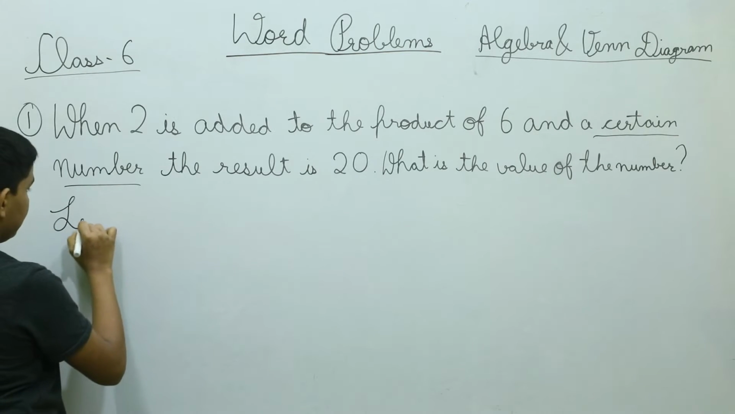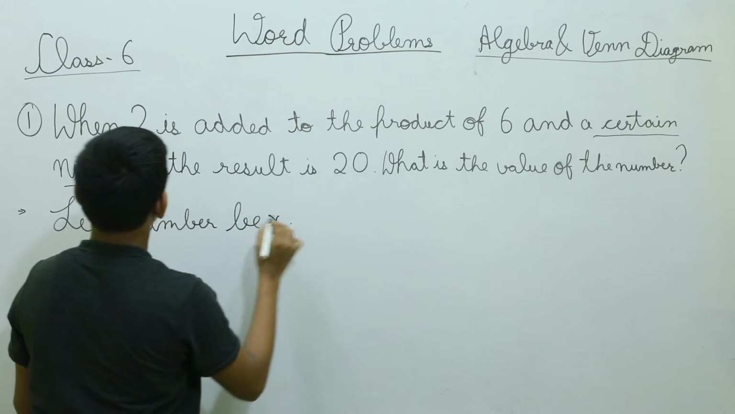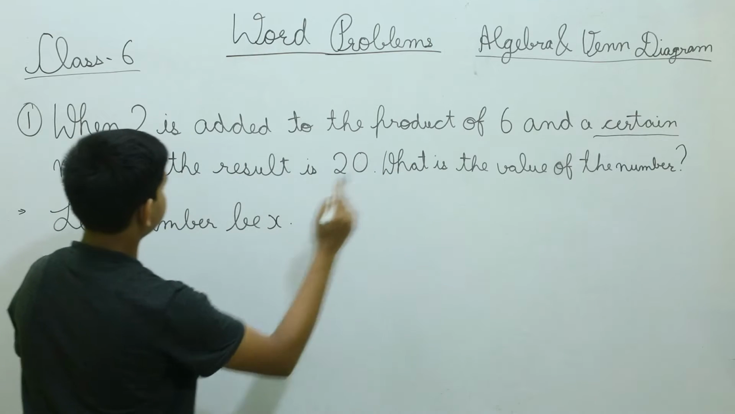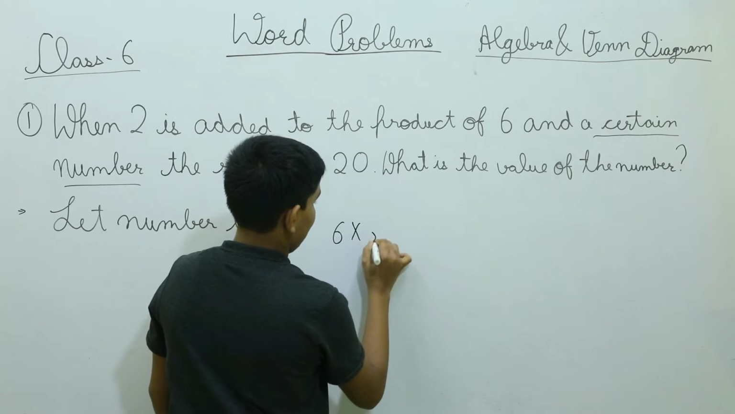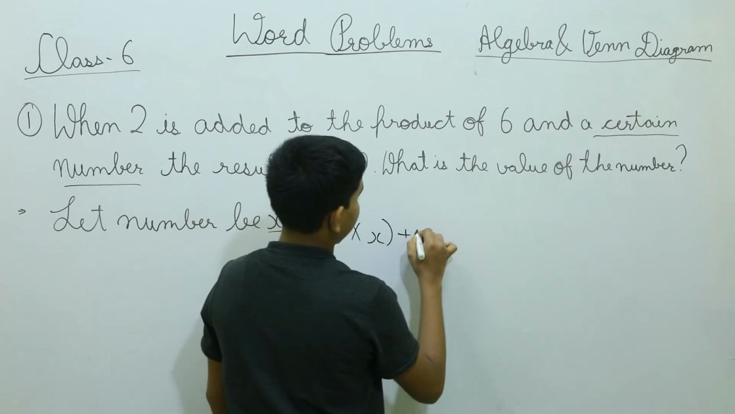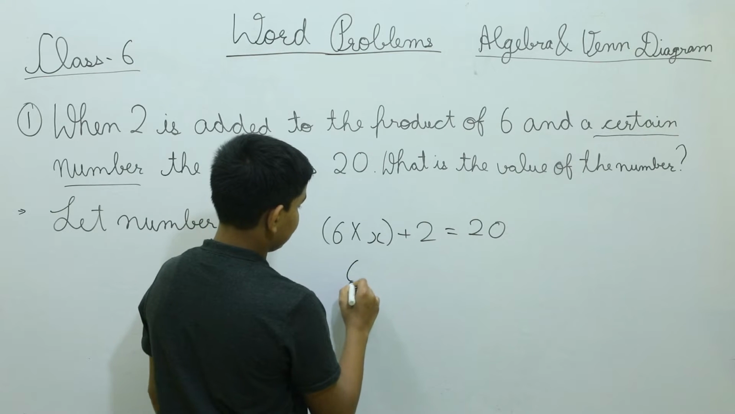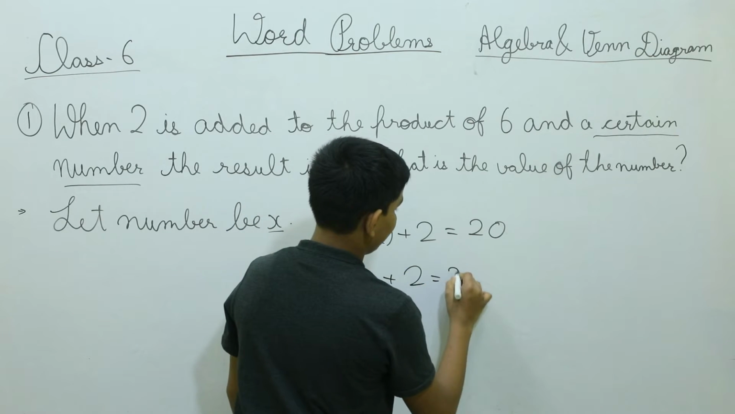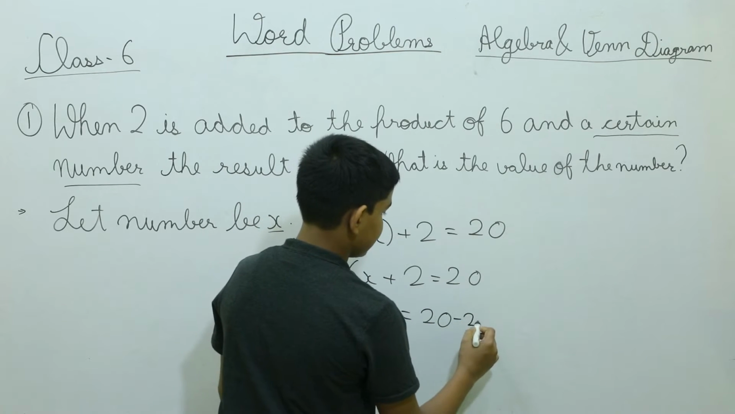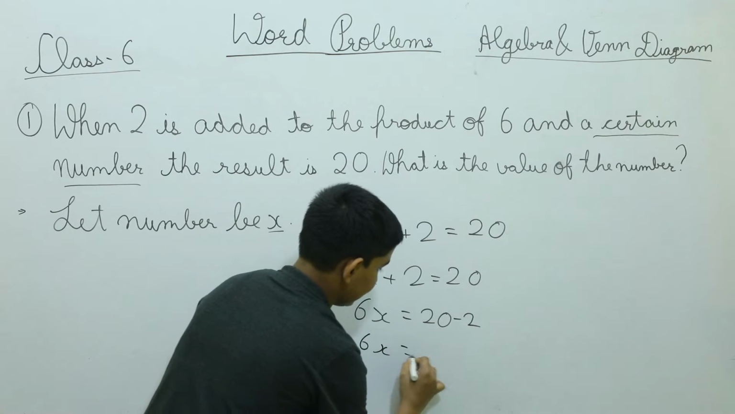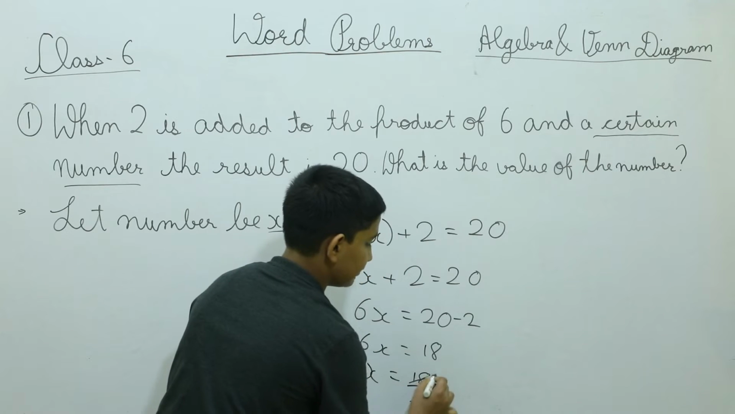So let the number be x. We need to add 2 to the product of 6 and this number. So 6 into x, we need to do that first, then we need to add 2 and the answer should be 20. So let's solve this. 6 into x is 6x plus 2 equals 20. So 6x equals 20 minus 2, which is 18. So 6x equals 18.